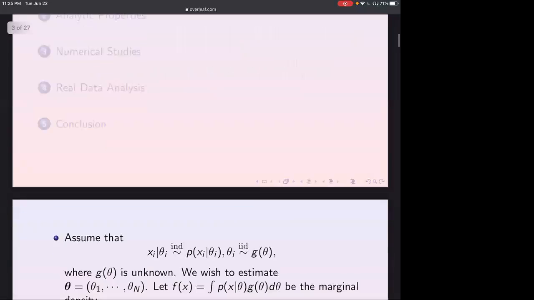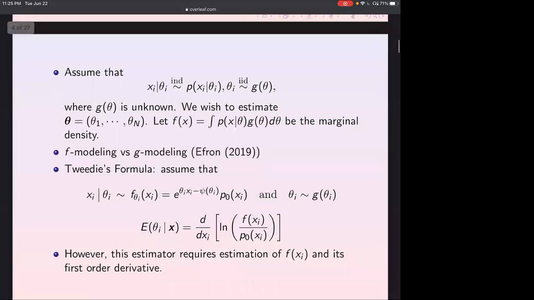Okay. So firstly, let me just briefly introduce the Bayesian empirical Bayes approach. So we assume that we have the data xi and the parameter we are interested in, theta i. And xi given theta i follows the likelihood, and theta i follows some prior distribution, which is typically unknown. Okay? And let f of x be the marginal density function. Okay? So our objective is to estimate the parameter theta i.